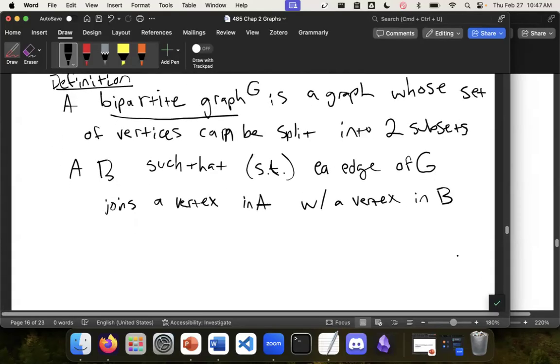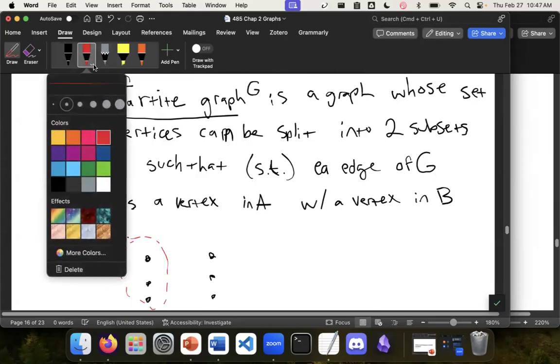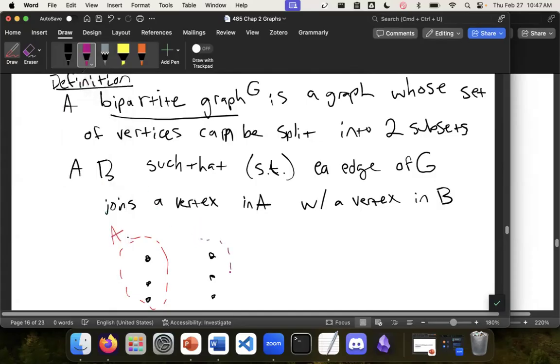So you'll typically see something like, let's use pretty colors. We say this is A, and then let's make it purple. And this is B. All of the edges in the graph are going to go from A to B, or between A and B, and not inside A and B at all. So this is a bipartite graph.